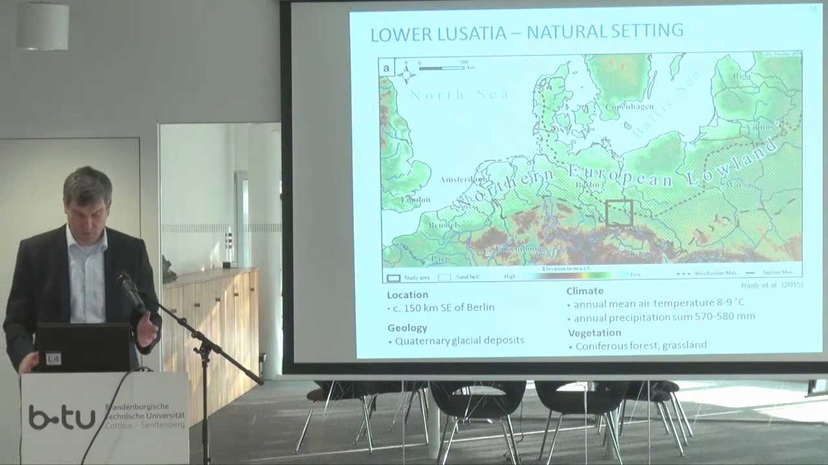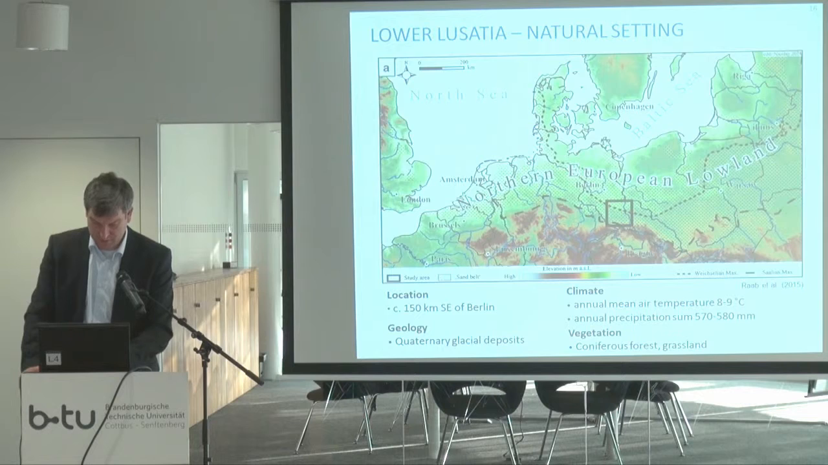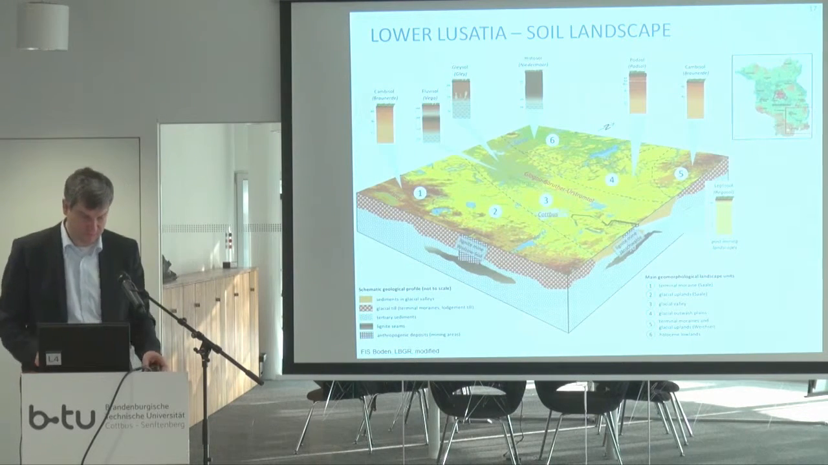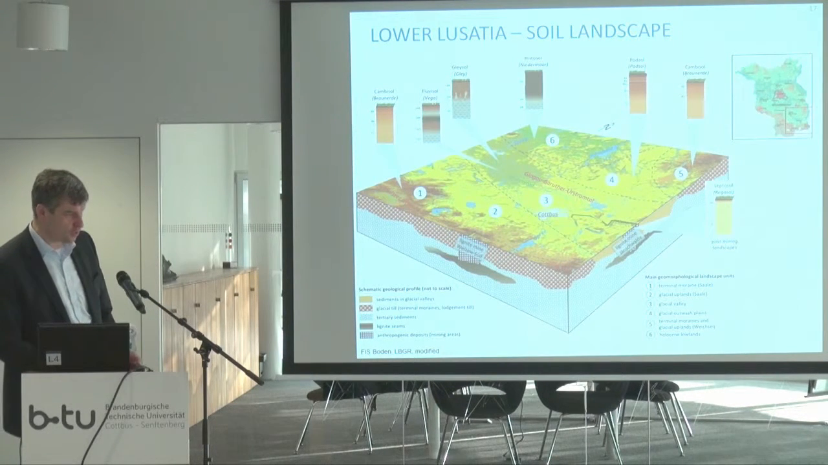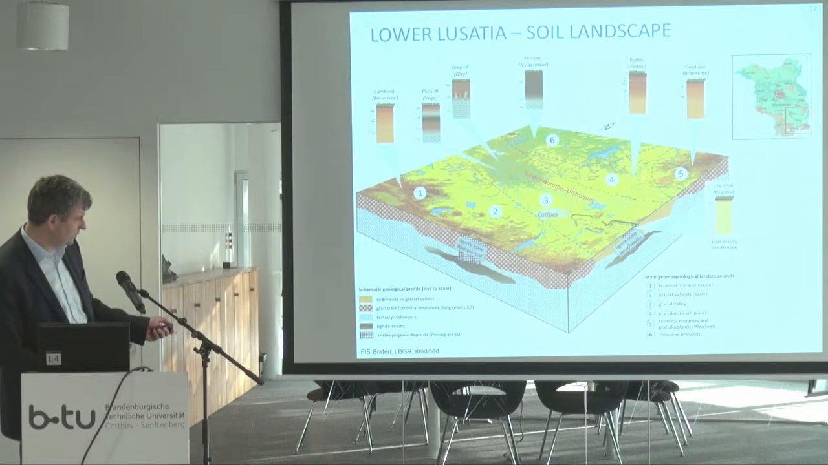We mainly find quaternary glacial deposits, and I will tell you in a minute what this means. So looking at the source and the topography, you see a block diagram here. So this is Cottbus, Berlin would be up here. So this is the Spreewald.